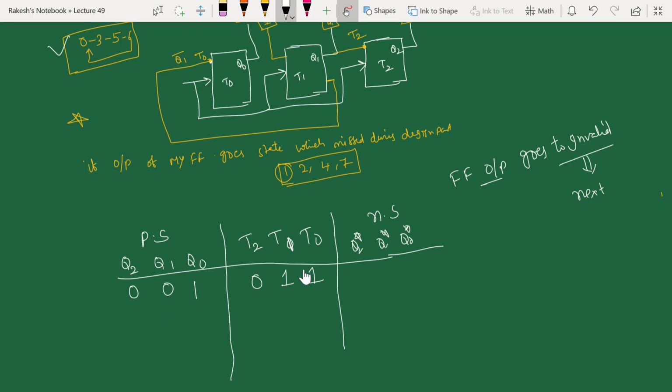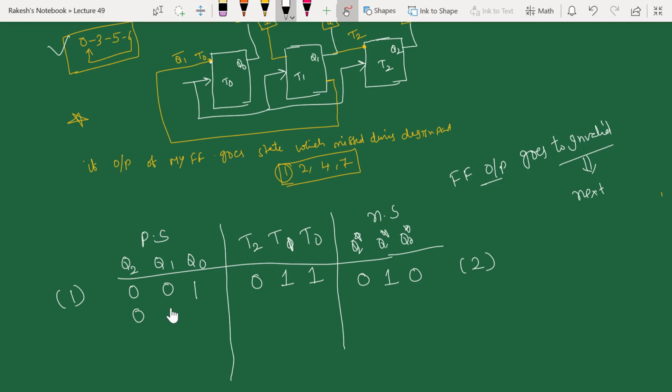Q1 is 0, so Q1 bar will be 1, and your T2 input is Q1, which is 0. Now when T0 is 1, your Q0 will toggle, that becomes 0. When T1 is 1, your Q1 also will toggle, it becomes 1. When T2 is 0, Q2 will be in the same state. That means if the flip-flop is in state 1, it goes to state number 2.